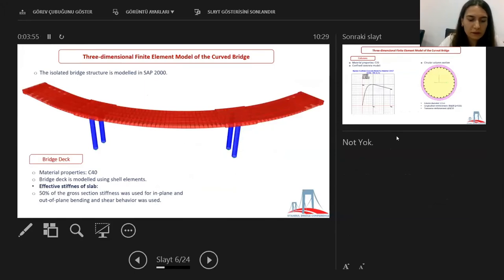This is our three-dimensional finite element model of the curved bridge. This bridge is modeled in SAP2000. The bridge deck is modeled using shell elements and C40 concrete material is used. 50% of the gross section stiffness was used for in-plane and out-of-plane bending and shear behavior. Columns are modeled with frame elements and C30 concrete material is used. LRBs are modeled with nonlinear link elements. Rigid elements are used to link the deck to bearings and columns. Soil structure interaction isn't considered in this study. Fixed base foundation is assumed.